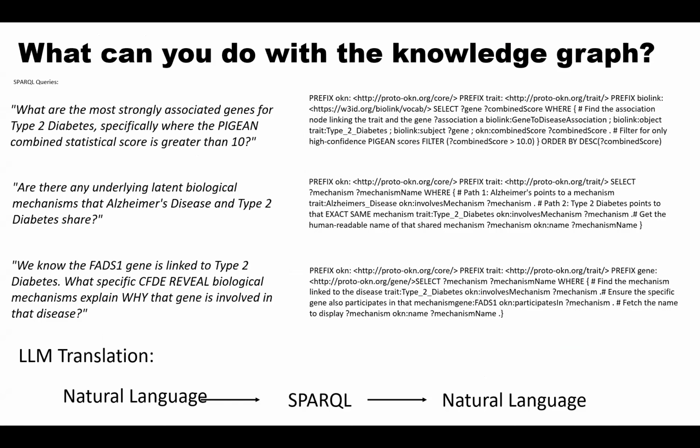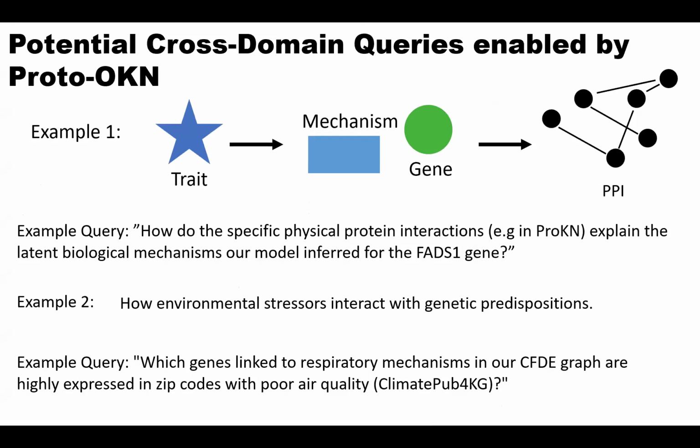Once we've done it in this format, we can immediately access a lot of other knowledge graphs, which is super cool, and that can be brought back to CFDE and vice versa. Here's a nice example that Luca, who's working on this in our team, made. For example, if you took our knowledge graph and matched it against the UniProt knowledge graph, which is produced by UniProt, an incredibly valuable resource within our ecosystem as well, you can do the same example query here. We can ask, how do specific physical protein interactions explain the latent biological mechanisms in our model inferred for the FADS2 gene? This just gives you an example.